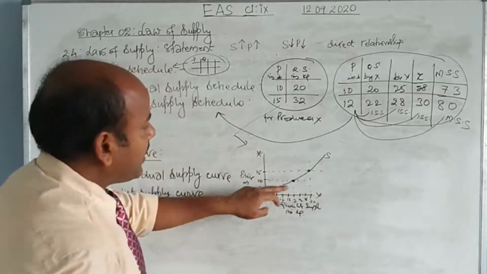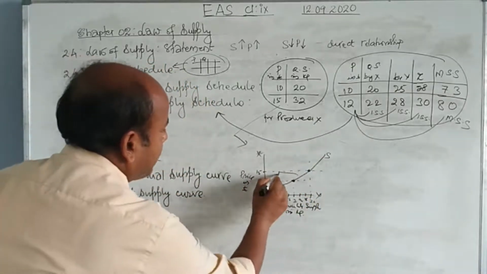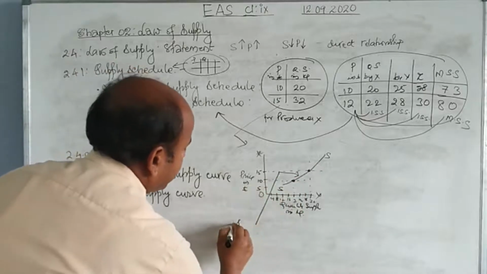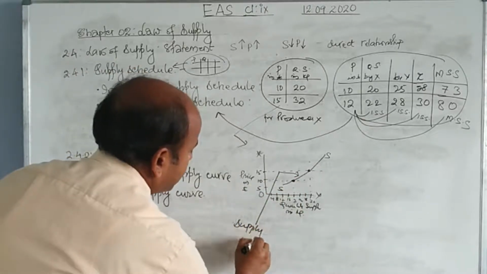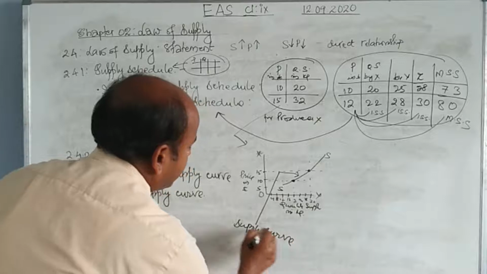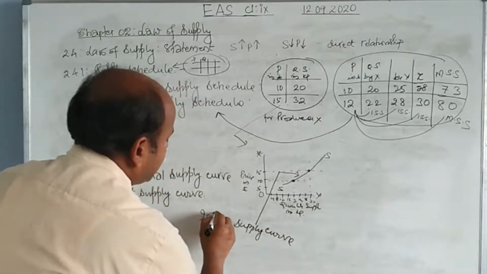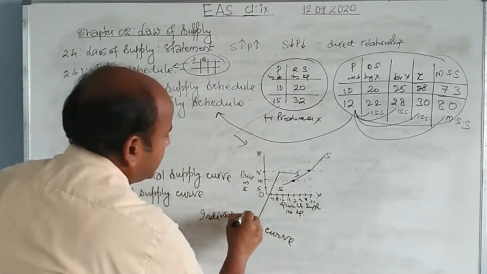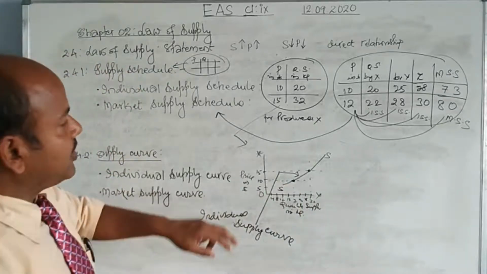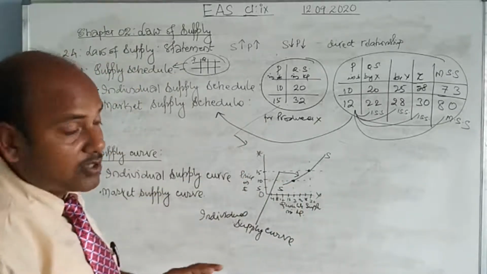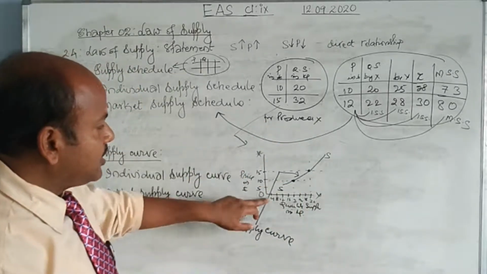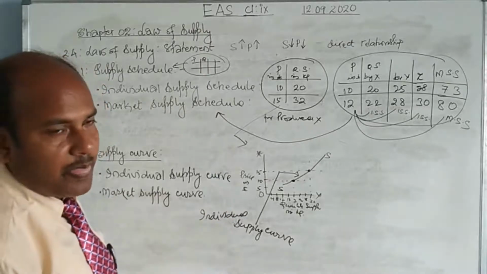This is called the supply curve. And if you have to be specific, this is the individual supply curve because this is the detail contained for one producer called X. So this is the individual supply curve.